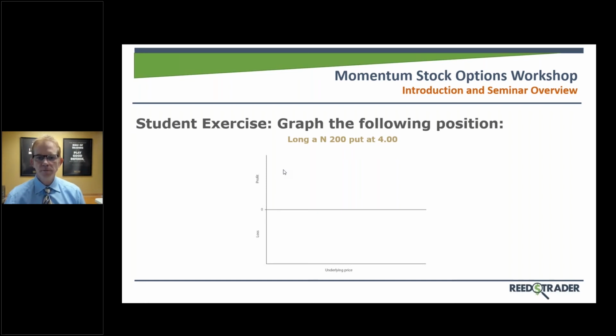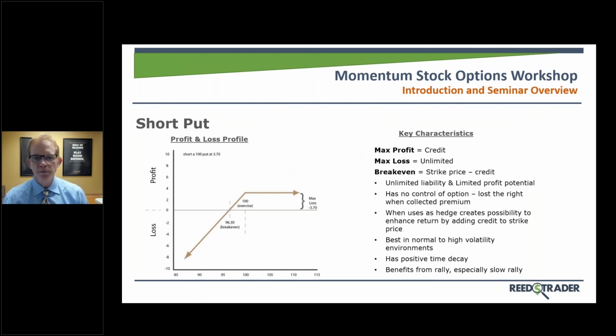Okay. Move on to the short put. So the short put, our max profit is the credit or the premium we receive up front. Our max loss is unlimited, bound by 0. And our break even is the strike price minus the credit. So when we sell puts, we have unlimited liability and we have limited profit potential. It's limited to the credit we received.